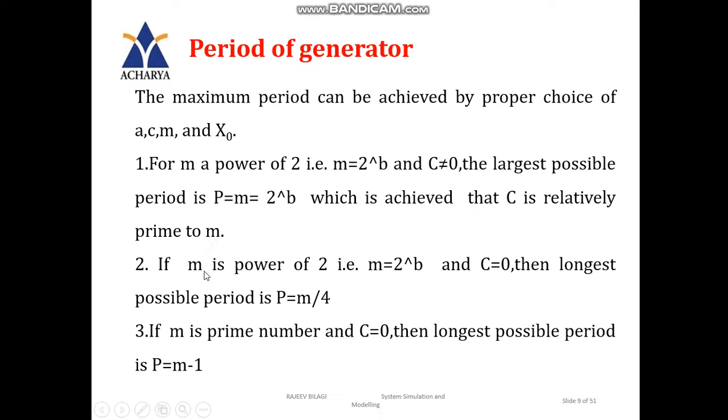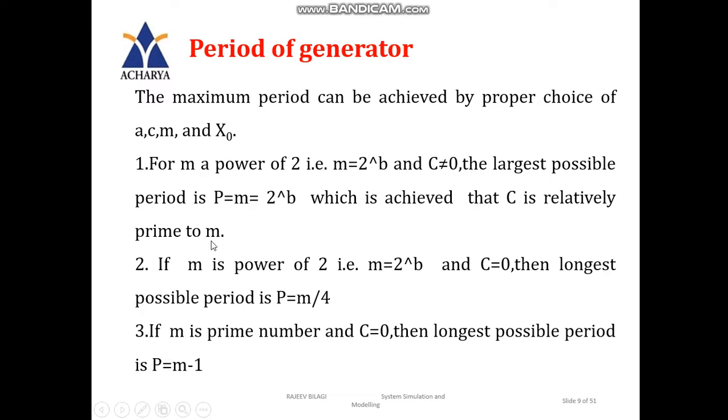Okay. Second case is if m is a power of 2 and c is equal to 0, then the maximum period p is equal to m by 4. After this many places, the number is going to be repeated. The third one, if m is a prime number and c is equal to 0, then the longest period is p equal to m minus 1.